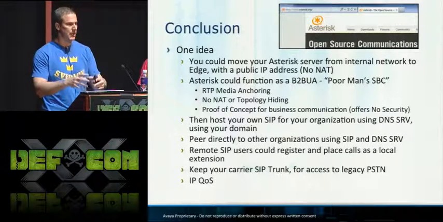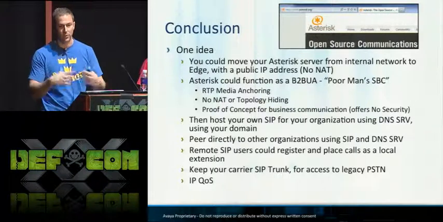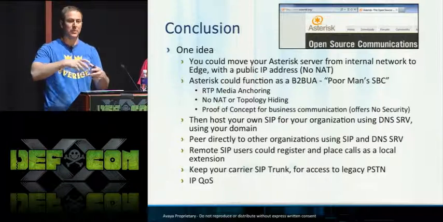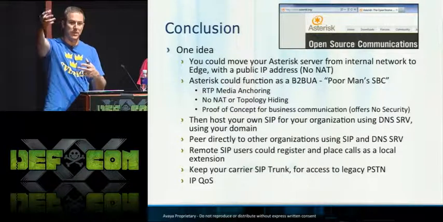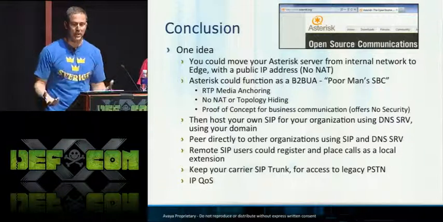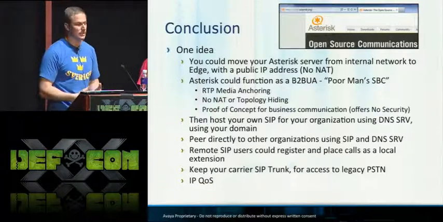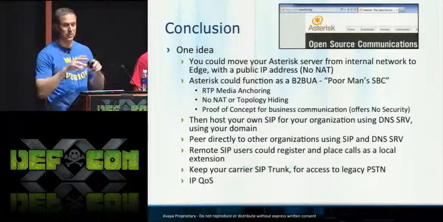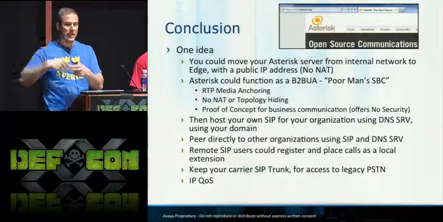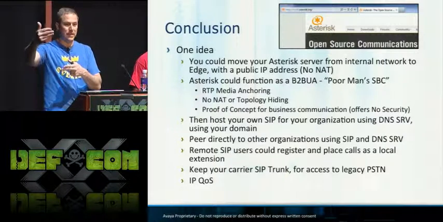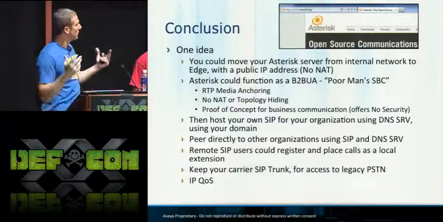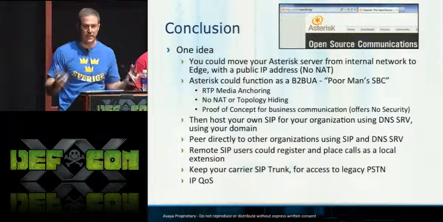If you move the PBX, your Asterisk server, from the internal network, which is what a lot of companies do because they use it for voicemail and get all the advantage of UC, if you take that Asterisk server and put a public IP address on it and move it to the edge of your network, it can do something called RTP media anchoring. So it becomes a B2BUA, a back-to-back user agent. All your SIP user agents register to Asterisk. Asterisk will terminate the connection with the media and reinitiate to a remote peer, another Asterisk server. So it's what's called a poor man's SBC. It's a back-to-back user agent.